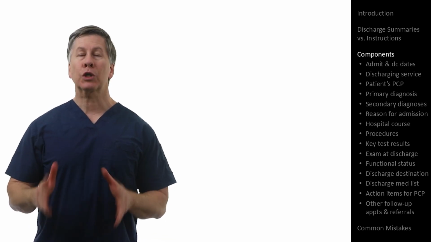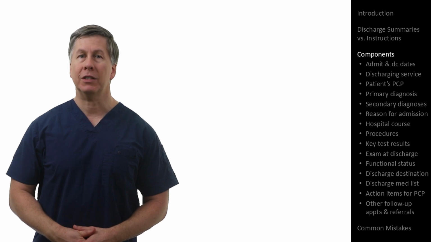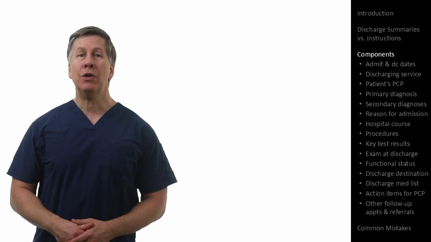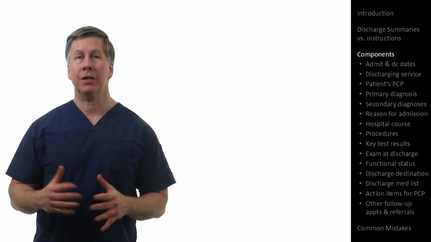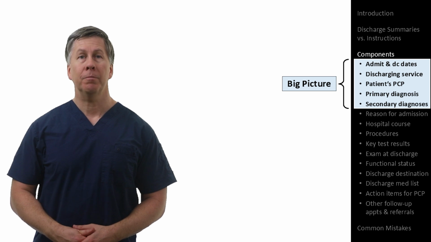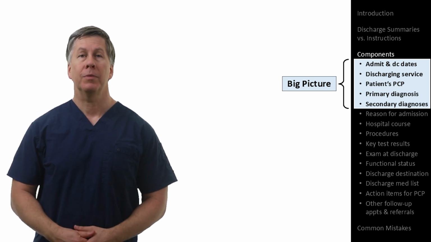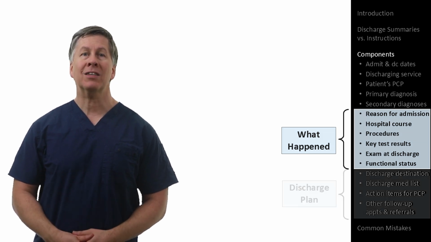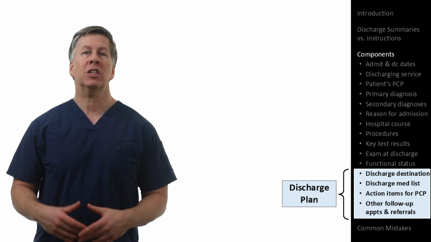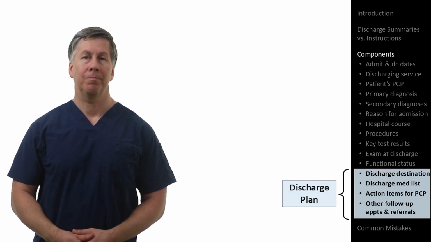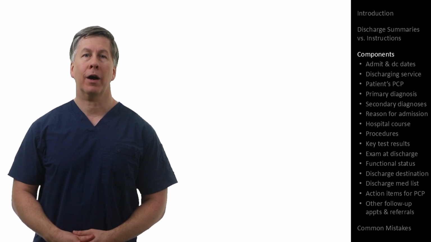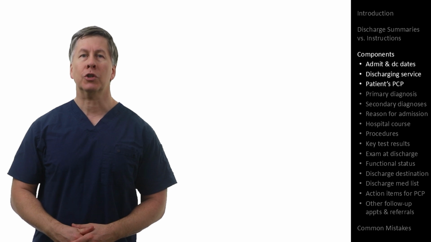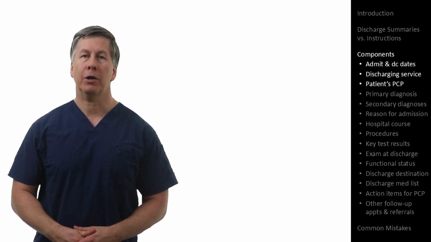Now we get to the actual components and format of the DC summary. Although it is never explicitly written out this way, you can consider there as being three subdivisions in content: the big picture stuff, or the summary of the summary. Next, what actually happened to the patient in the hospital. And last, the discharge plan, that is, what is supposed to happen after the hospital. I'll run through each component one at a time, though we'll skip the obvious ones like admission and discharge dates, the discharging service, and the patient's primary care provider.